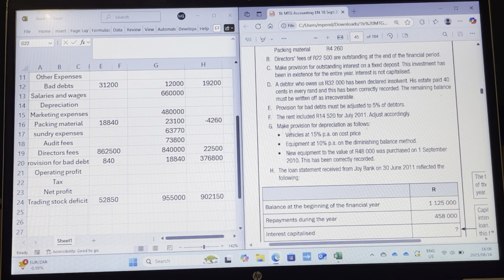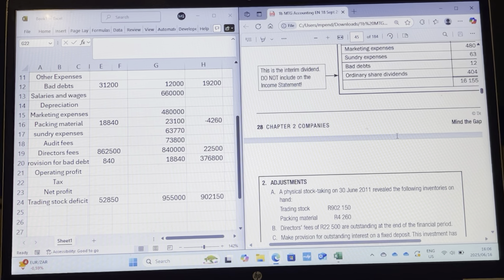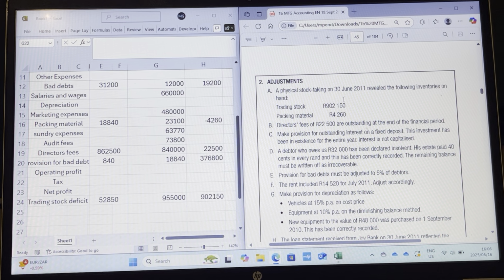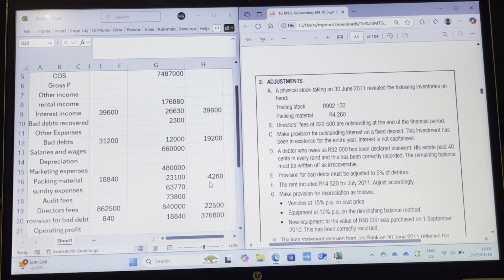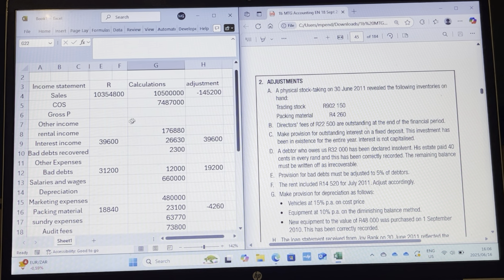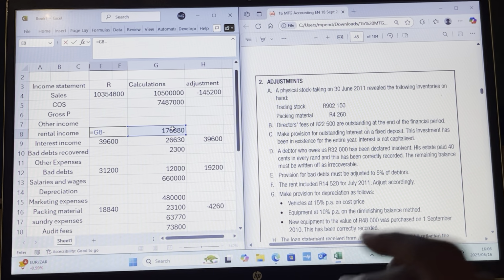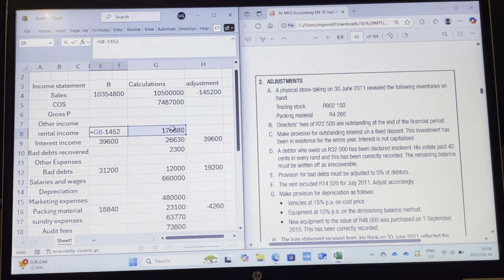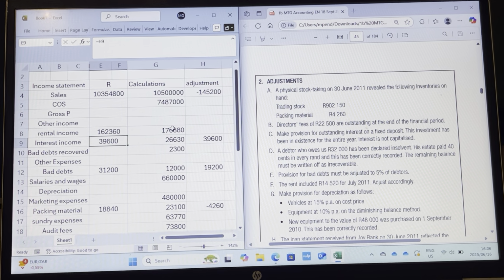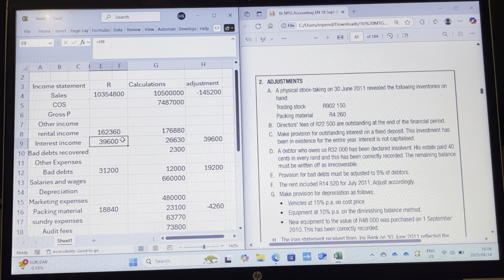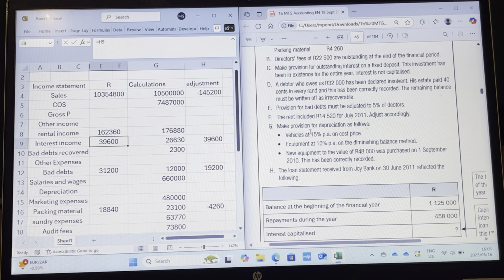Moving on, the rent included 14,520 for July 2011, adjust accordingly. Now we are at 30 June 2011, not July 2011, which means that our rent includes income received in advance. So what we have to do is take our rental income less our income received in advance of 14,520. That gives us rental income of 162,360.